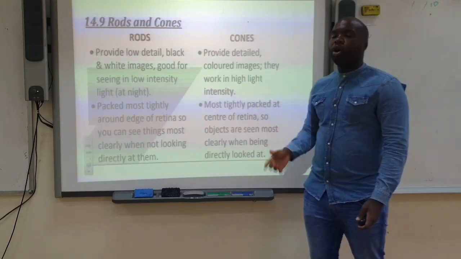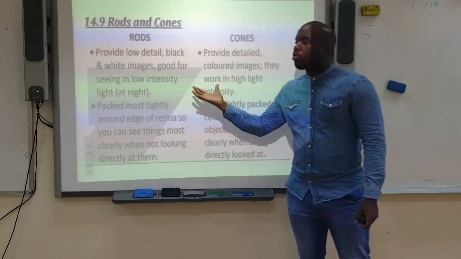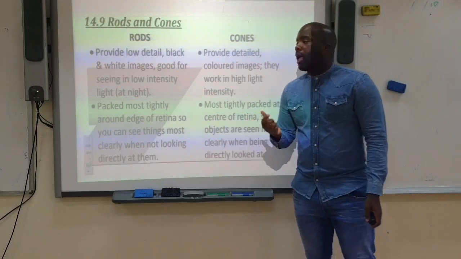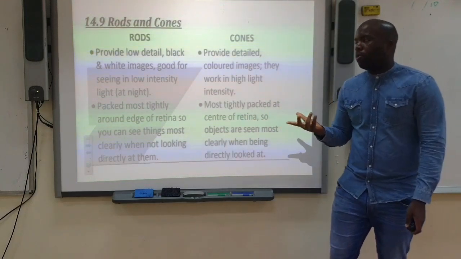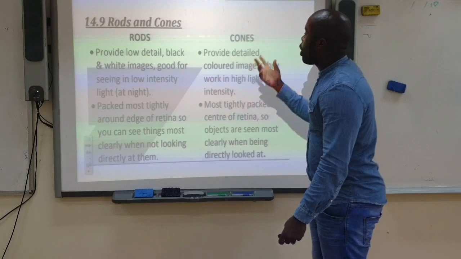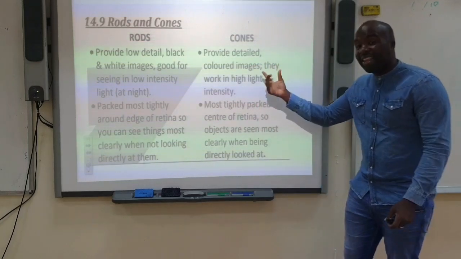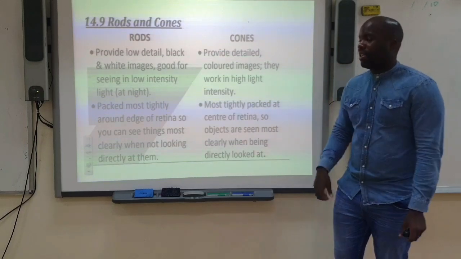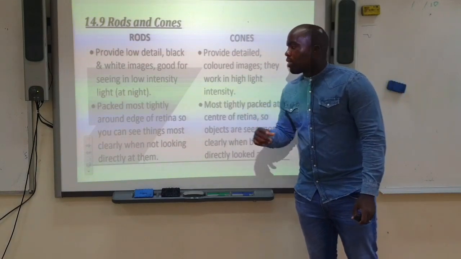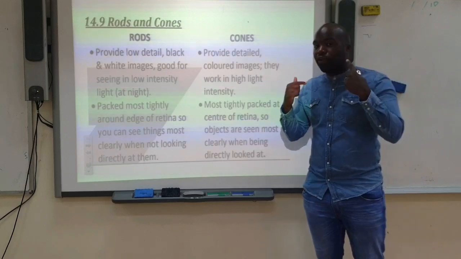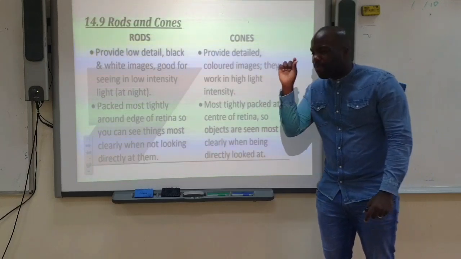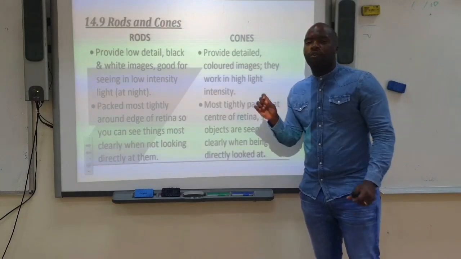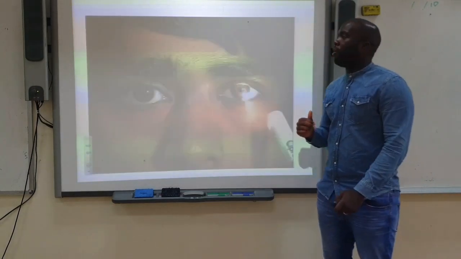Now, if we compare the two, our rod cells provide us with a low detail, black and white image, but it's good for seeing in low light intensity, whereas our cone cells provide us with detailed, colored images, and they help us see in high light intensities. Our rod cells are packed mostly around the edge of the retina, whereas our cone cells are tightly packed in the middle of the retina in a spot known as the fovea. And hopefully you've labeled the fovea in the image that you've printed off.